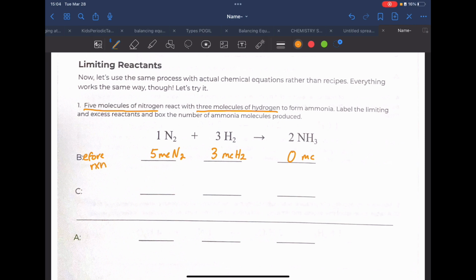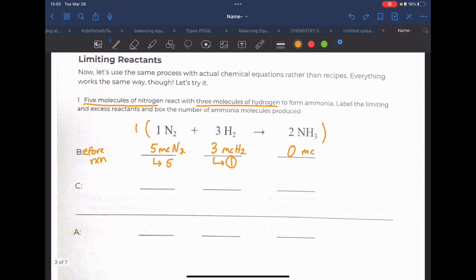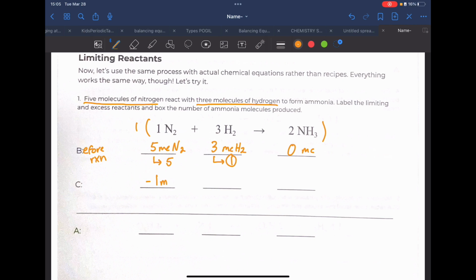Okay, and then our next step, just like before, was division. So I'm going to do 5 divided by 1 to give me 5, and 3 divided by 3 to give me 1. Take the smaller number and pull it out in front of the chemical equation. That shows us how many times we're going to run this reaction, how many times we're going to make the recipe. If I'm going to make this recipe only 1 time, then I'm just going to distribute that 1 to each of my coefficients. So 1 times 1, I'm only going to use 1 molecule of nitrogen because I'm only making the recipe 1 time. But I'm going to use all 3 molecules of hydrogen.